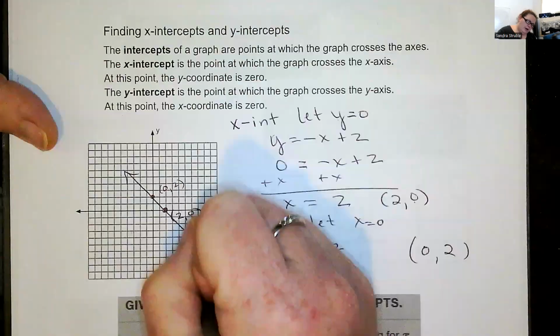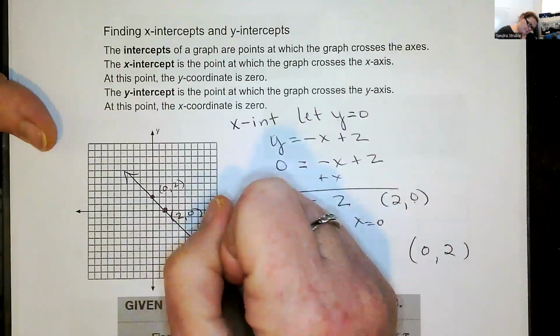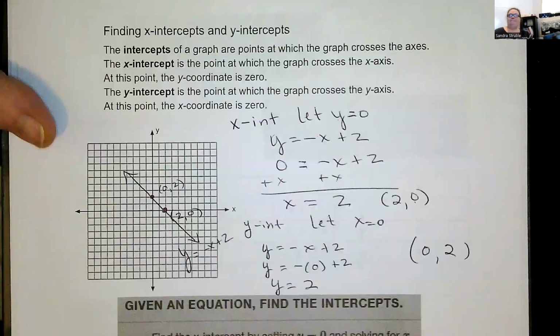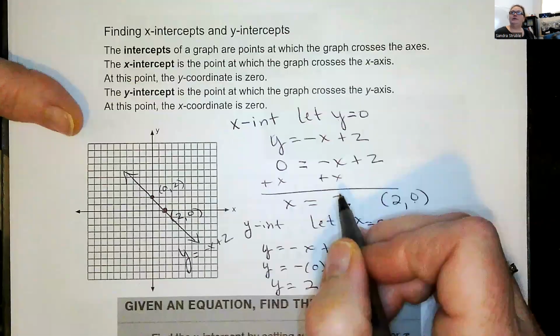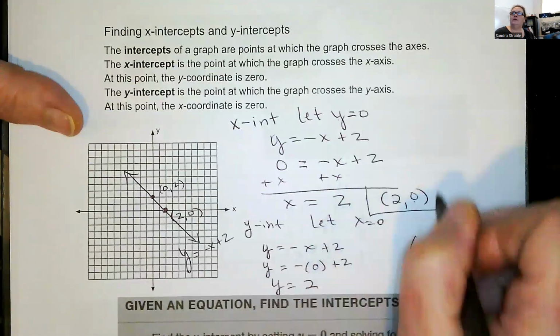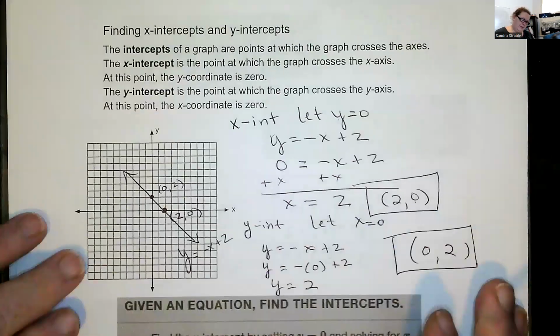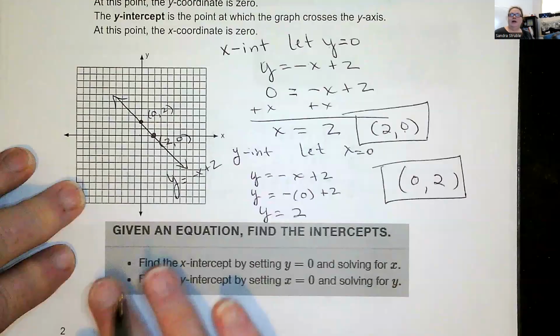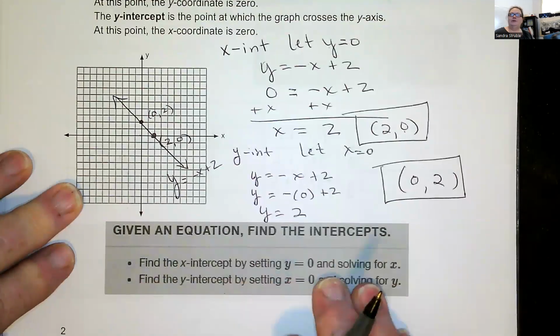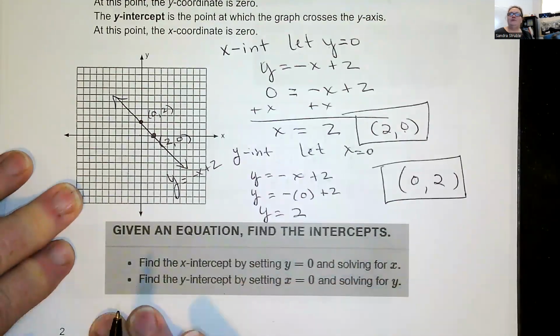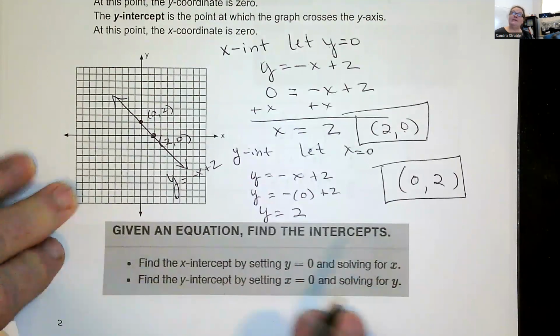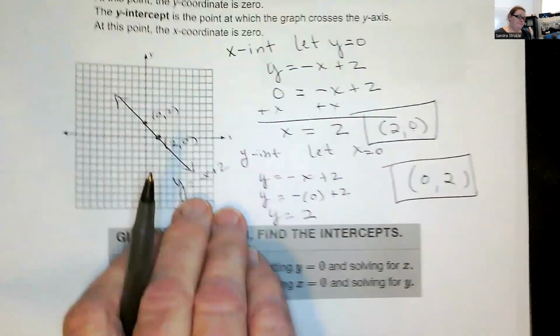And I'm just going to label the line because it will hurt if I don't. Okay. So we found our x-intercepts and our y-intercepts. And it also has down here how you can do that. For finding the x-intercept, you just set y equal to 0, solve for x. For finding the y-intercept, you set x equal to 0 and solve for y.